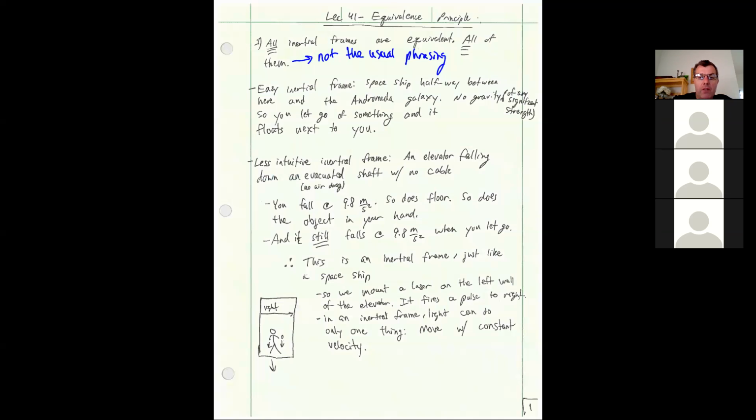Let's say we've got an elevator falling down an evacuated shaft. Evacuated is important so that there's no air drag. This thing is falling at 9.8 meters per second squared under the influence of the giant rock below it. All right, and there's no cable on it, so there's nothing to exert a force except for the earth. So the elevator's falling. You're falling. You let go of an object in your hand, and it's falling.